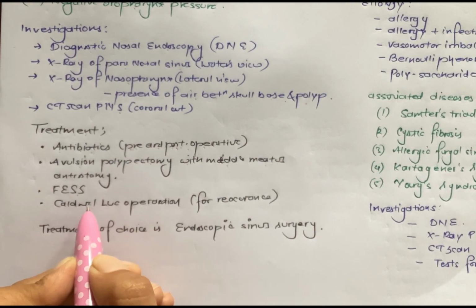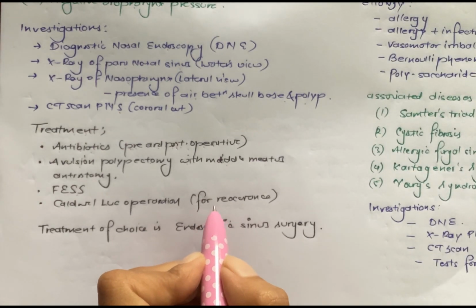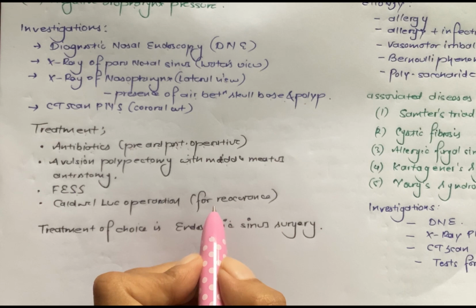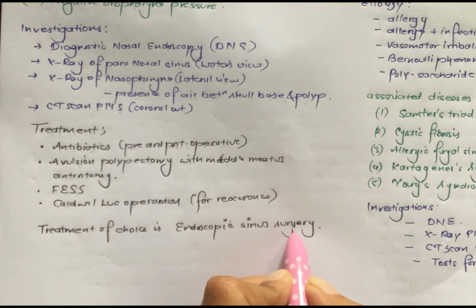And there is the Caldwell-Luc operation, which is done for recurring cases, and it is a process of opening the maxillary antrum through the canine fossa by a sublabial approach and dealing with the pathology inside the antrum. The treatment of choice is endoscopic sinus surgery.